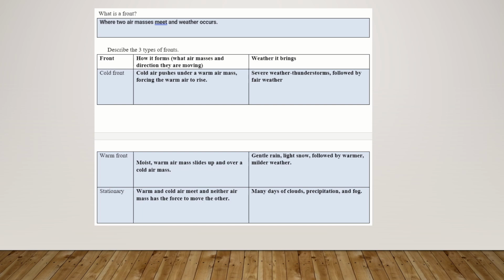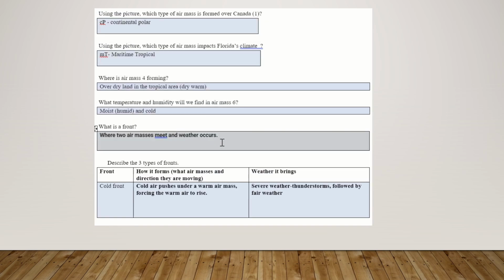Okay, let's talk fronts. A front is where two air masses meet. That's generally where weather is going to occur. So we have one kind of air mass, it might be a cold one, and then we have a warm tropical one. So we might have a CP and an MT. They come together and meet, and because they meet, some kind of weather is going to happen. So let's talk about our different kinds of fronts.